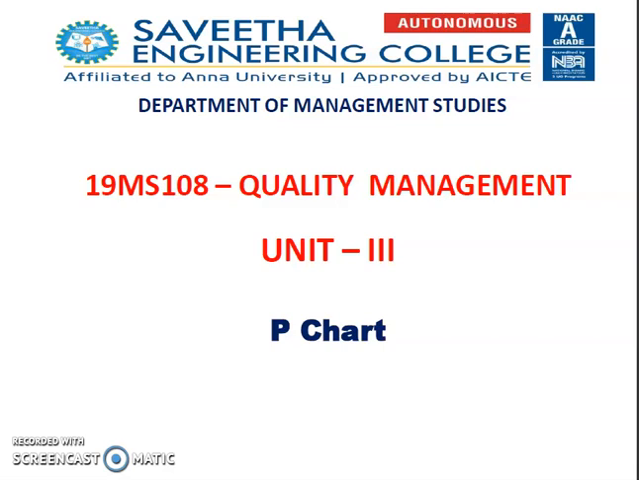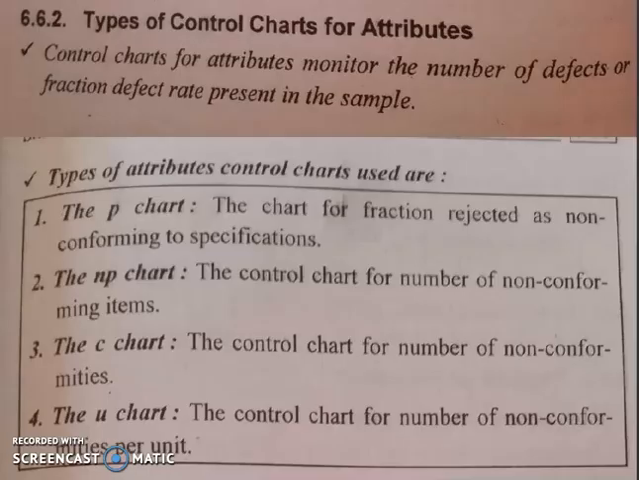For example, if a machine has 50 dimensions, you should construct 50 X bar and 50 R charts. So this method would be too expensive and time consuming. In order to avoid the above limitations, the control charts for attributes are used. Control charts for attributes monitor the number of defects or fraction defective rate present in the product.